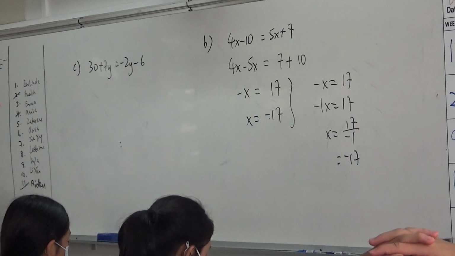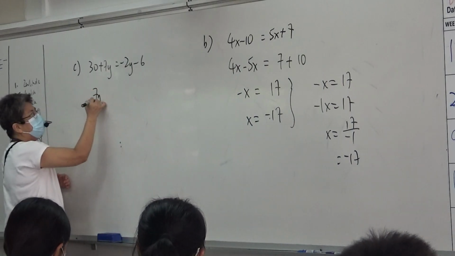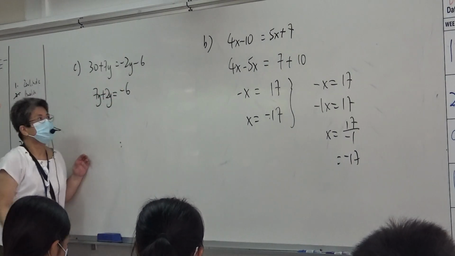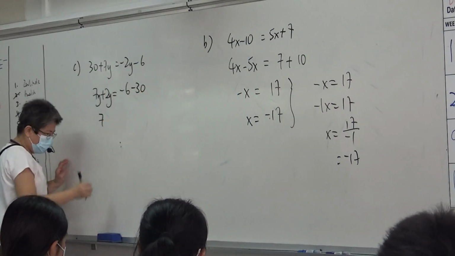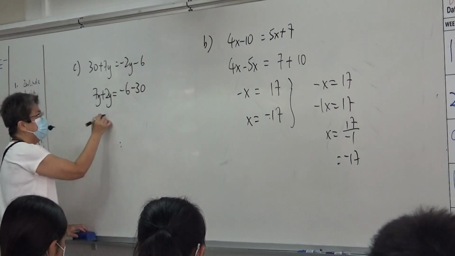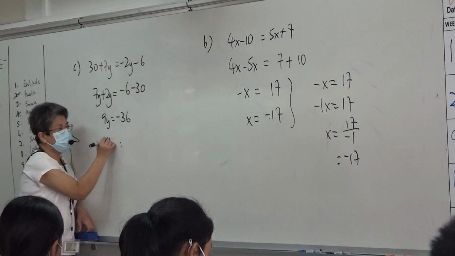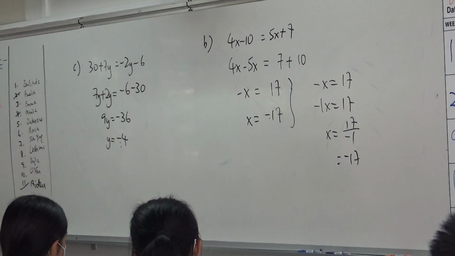Okay, let's take a look at this. What should we do? 7y plus 2y equals minus 6 minus 30. 9y equals negative 36. So y will be negative 4, right? Yes. Negative 36, so it's negative 4. Are we clear?